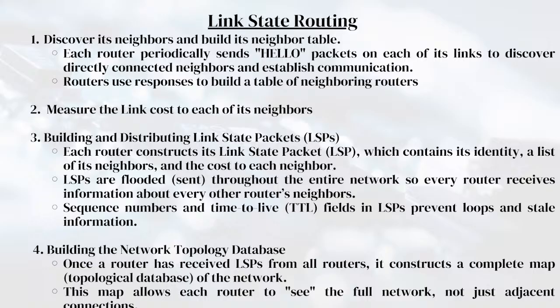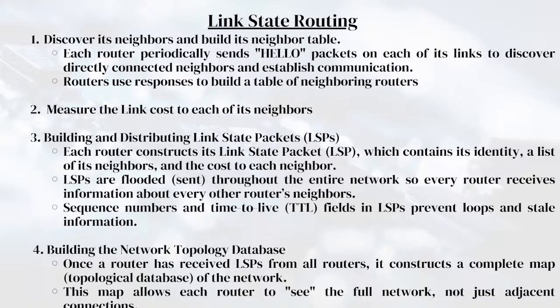So each router receives information about each other router's neighbors. And here, sequence numbering and the time to live field in the link state protocol prevent loops and stale information. Okay, and the fourth one is building the network topology database. That is the fourth step.